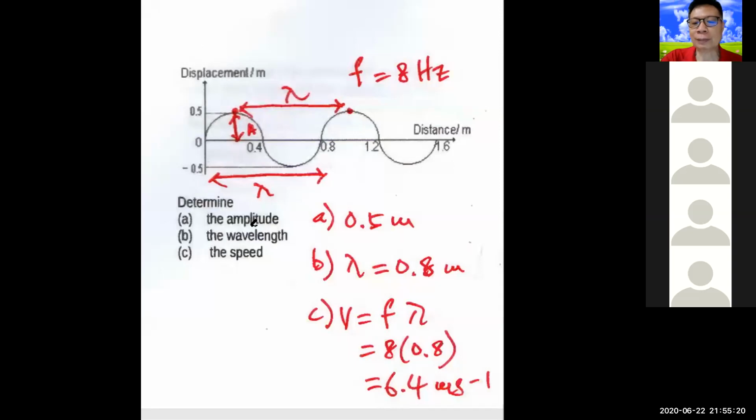There are 2 types of graph they can trap you on: displacement-distance. When this is distance, this one can be lambda. Sometimes they don't give you distance, they give you time here. Displacement-time. When this is time, then this one becomes what?